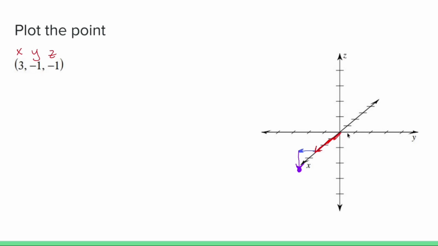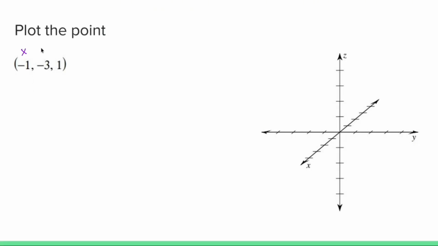So the way that you would describe this is you would walk towards you 3 steps, go left a step, and then go underground a step. And we end up right around there. So it's hard to visualize, it's hard to see it on a 2D surface like this, but that's how you would do it. Plot the point -1, -3, +1.